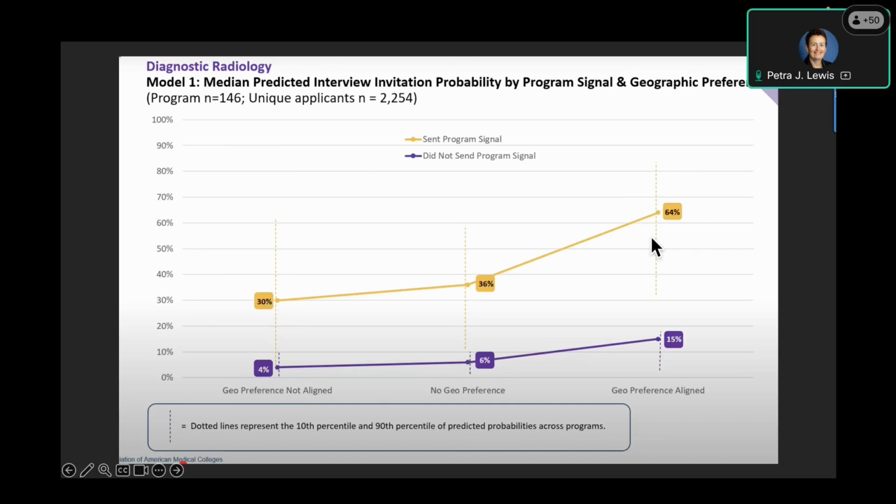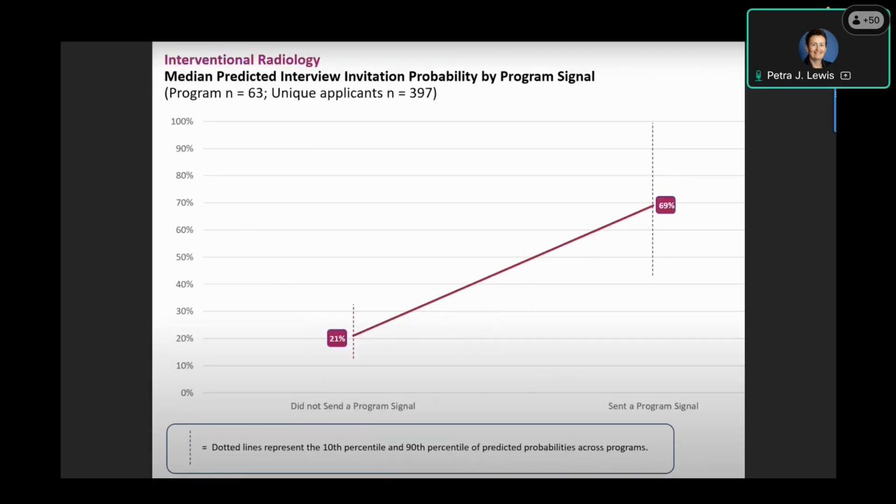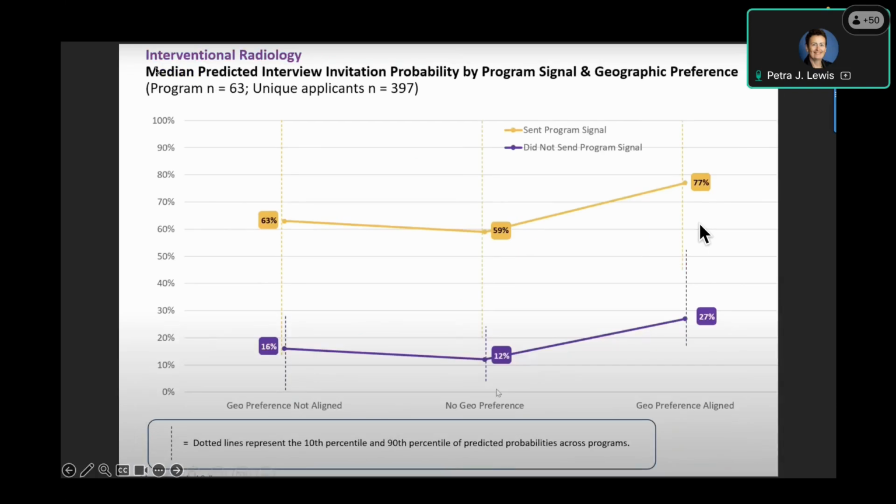It went up to 64% if you wanted to be in that area of the country and you sent a signal. So this is all kind of common sense, right? If we know you want to be here, we're going to be more likely to interview you. Here's IR: didn't send a signal, 21%; did, 70%. And the same thing with geographical preference, it went up to 77% if you signaled and had a geographical preference in that area.